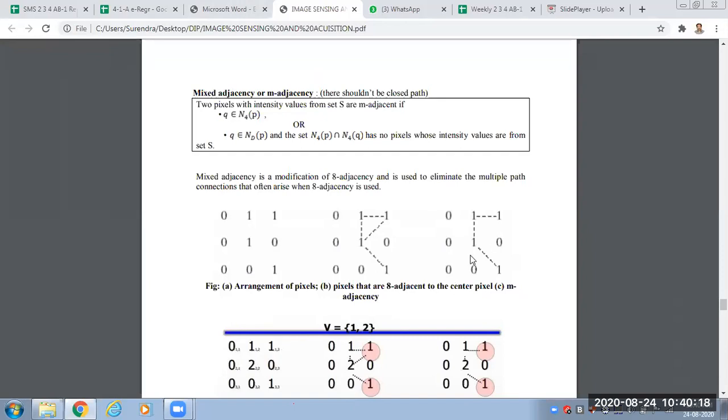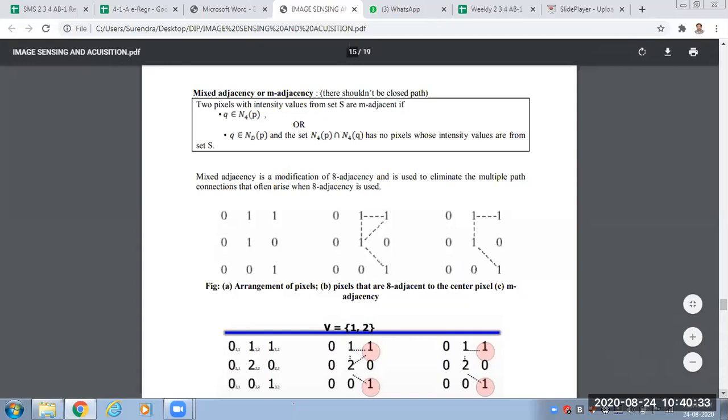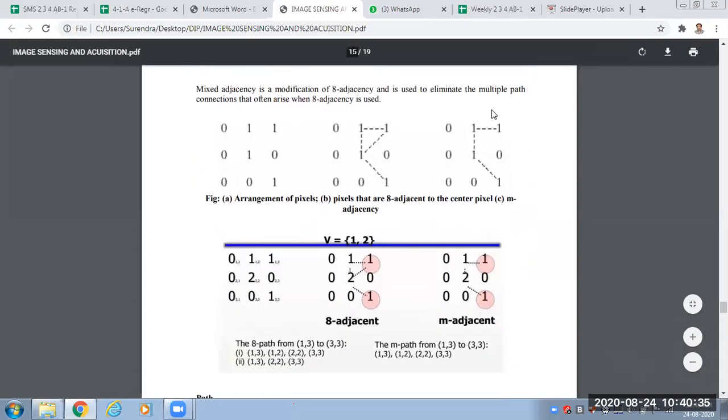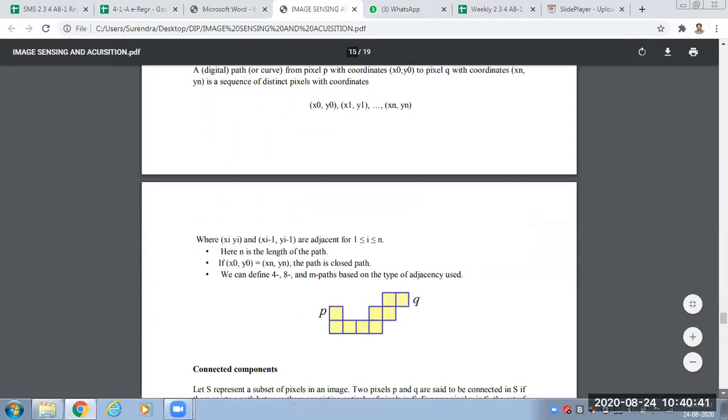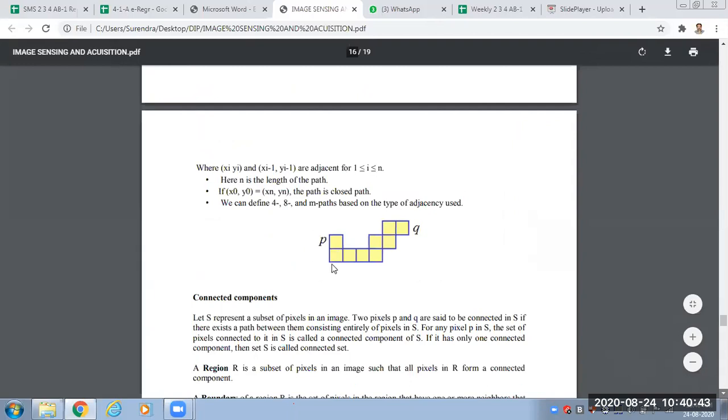Next, in the second case, there is no closed path. So must remember, in 4 adjacency or 8 adjacency, there is a closed path, but in the case of M adjacency, there should not be a closed path. So based on this consideration, we can have the two examples, example 1 and example 2, like this. And the next topic is connected components: how P is connected to Q.